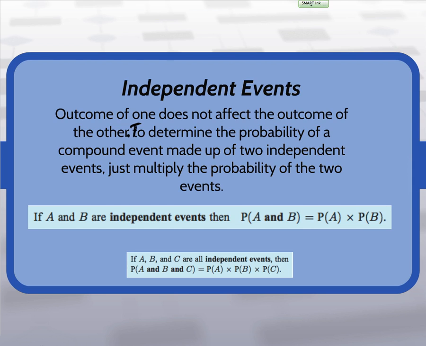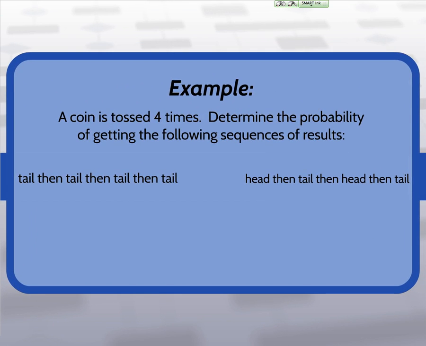Is everyone ready? So we're going to do a few examples here. This first one is a coin is tossed 4 times. Determine the probability of getting the following sequences of results. So we're flipping a coin 4 times. And again, these events are independent because the first coin flip doesn't change what the second coin flip will be. Like, they're independent. They don't have anything to do with each other.